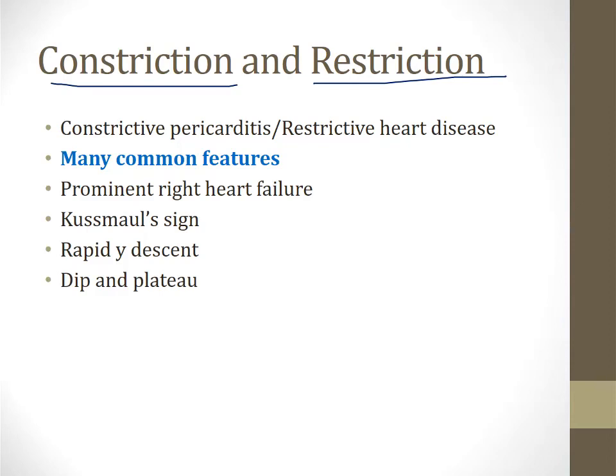So both conditions have prominent right heart failure symptoms like jugular venous pressure elevation and lower extremity edema and dyspnea. You can see Kussmaul's sign in both conditions. You can see a rapid Y descent on the jugular venous pressure tracing in both conditions, and you can see a dip and plateau in the right ventricular pressure tracing. All of these are common to both pericardial constriction and restrictive heart disease.